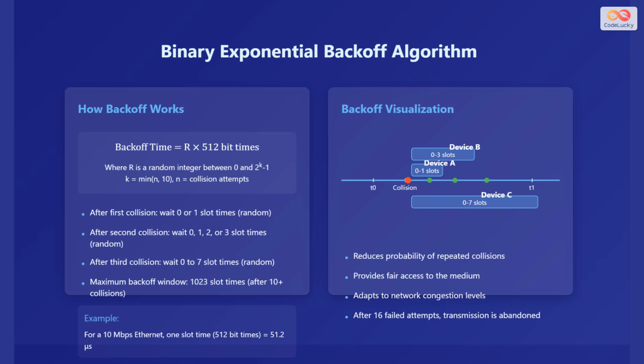For example, if you have a 10 megabits per second Ethernet, 1 slot time, which is 512-bit times, equals 51.2 microseconds. The advantages of this algorithm include it reduces the probability of repeated collisions, it provides fair access to the medium, it adapts to network congestion levels, and after 16 failed attempts, the transmission is abandoned.